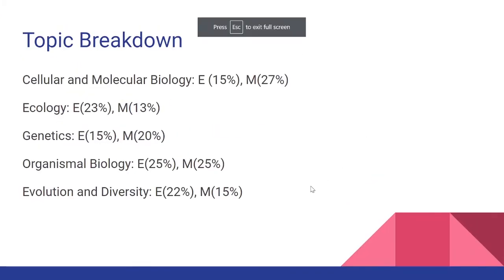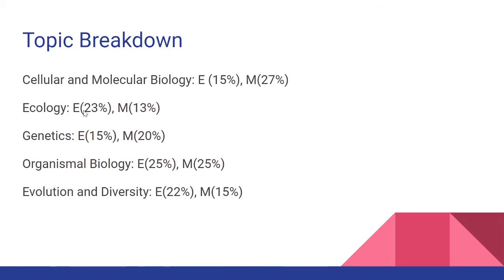So now let's talk about the topic breakdown. Cellular and molecular biology. Obviously, you're going to have more about the cell and molecular biology in the molecular test because the last 20 questions are specialized for molecular biology. So you have 15% in the ecology test and then 27% in the microbiology version of the test. It's not that the whole test is different, it's just the last 20 questions.